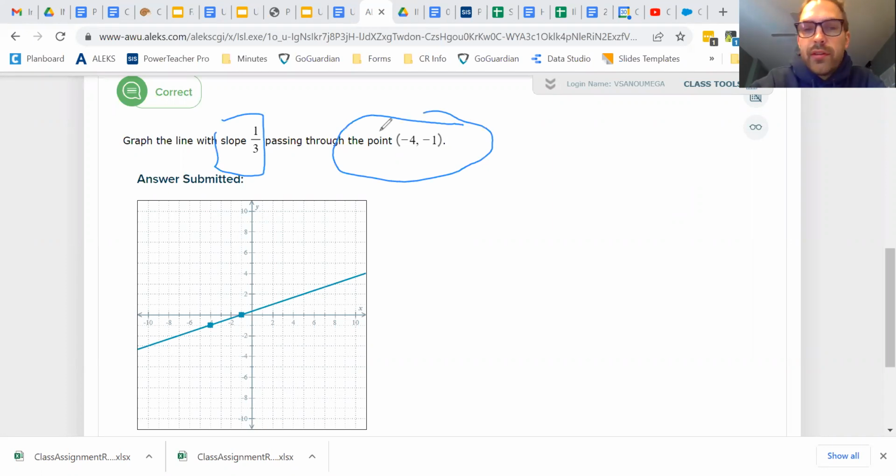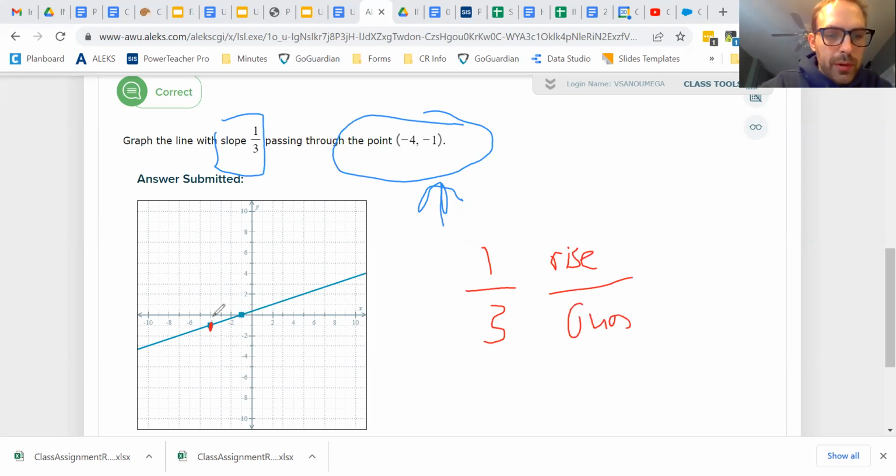In order to do this, the first thing you're going to do is graph the point you're given. And you can see Tori graphed this point at -4 on the x-axis, -1 on the y-axis. Then she took our slope, which was 1/3, and she used the rise over the run. In other words, she went up 1 and over 1, 2, 3, and plotted her second point right there. She then used the line function to create a line on her graph.